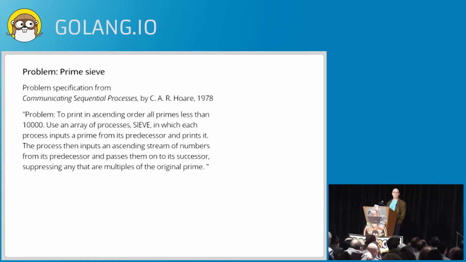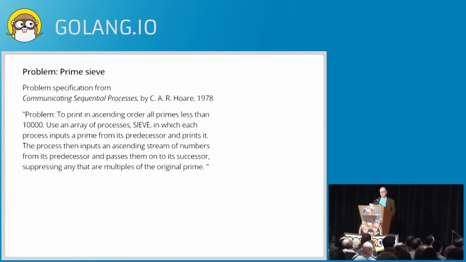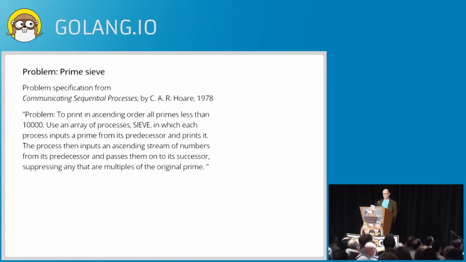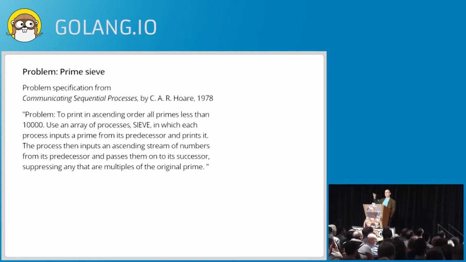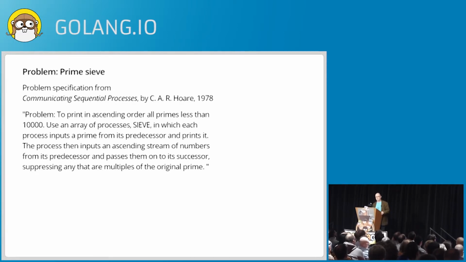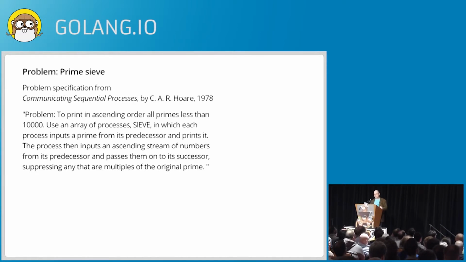And the problem is, of course, the prime sieve. What we want to do is to print in ascending order all primes less than 10,000. It uses an array of processes called Sieve, and each process generates a prime, passes it down to the next one, and there's a chain that develops of filter processes that filter out the details.